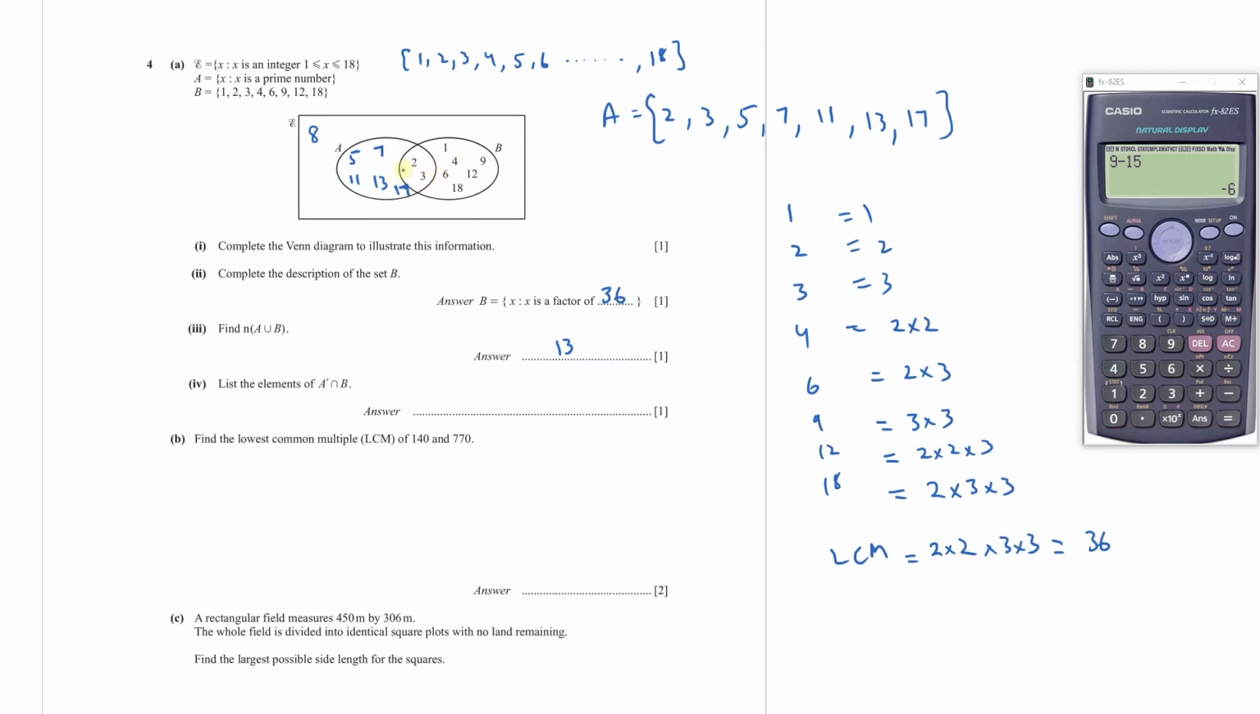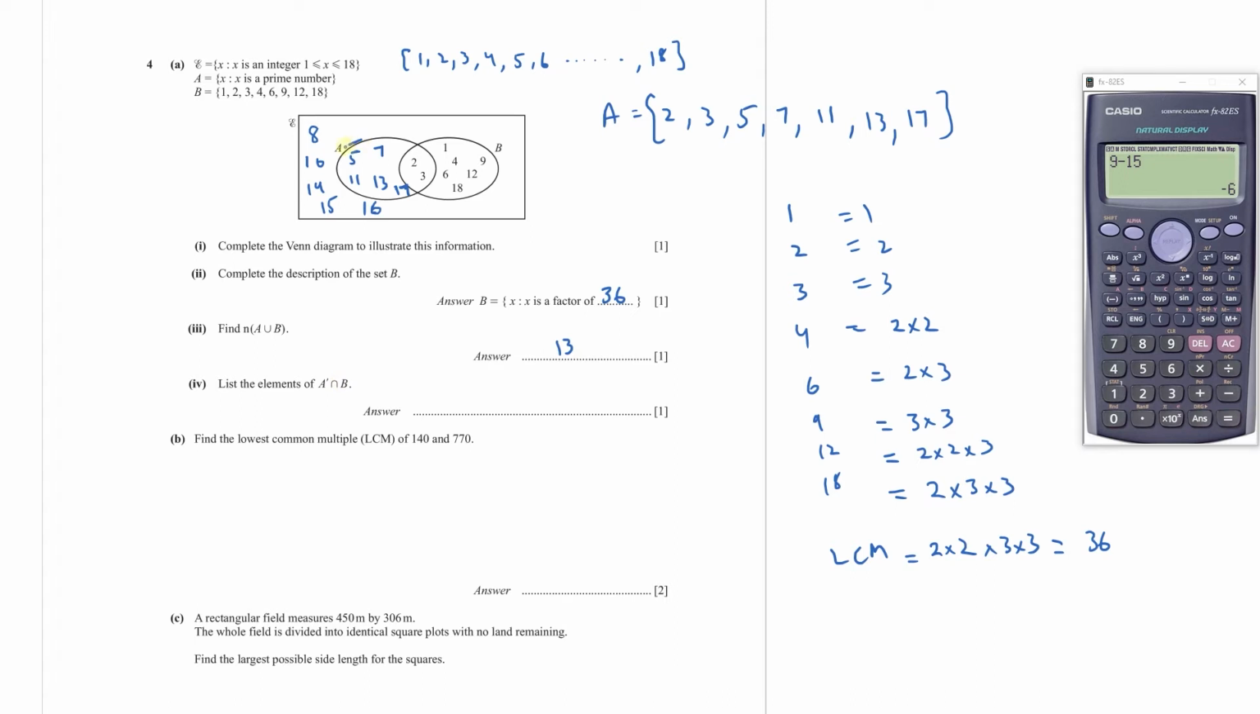9 is present, 10 is also not present, so 10, 11, 12 is absent. No, 12 is here. 13 is here. 14 is not present, so 14 will be here. 15 is also not in any of these, so 15. And then 16 is also not here. 16 is also outside. 17 and 18. Okay. So now list the elements of A complement intersection with B.